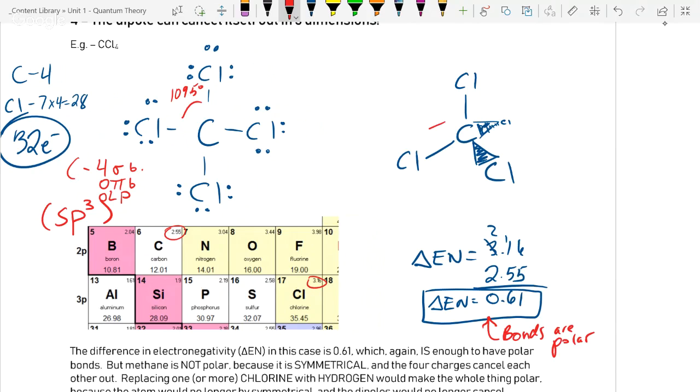Which way should this arrow point? Towards chlorine. This one should go towards chlorine, right? This one here should go back towards chlorine. And this one here should come out towards chlorine. See my beautiful three-dimensional arrows? You don't need to worry about that. But there they are. Now, what do you think? We have 4 dipoles here. We have 4 polar bonds. But what do we know about them?